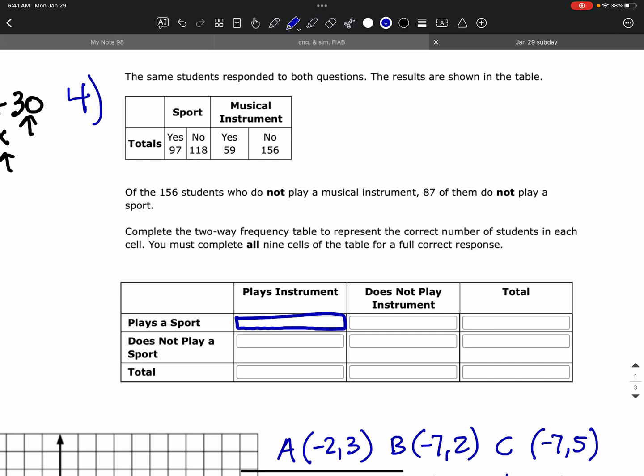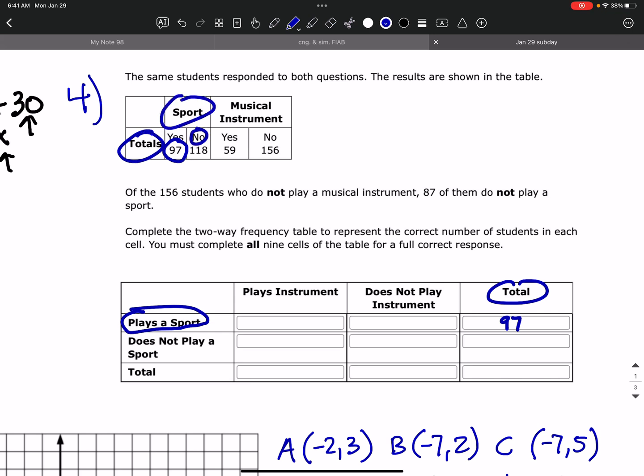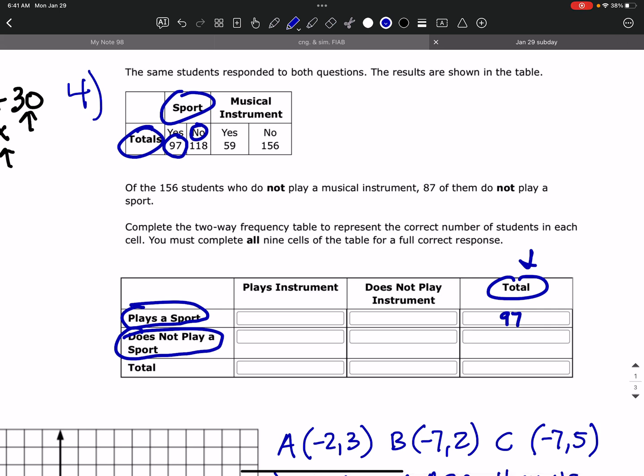Let's see. This right here says how many people play a sport. 97 do play a sport and 118 don't. So let's see. Where's this plays a sport? Total, yes. Plays a sport, 97. All the total people that play a sport is 97. What about the total people that do not play a sport? Does not play a sport, and the total box would be 118.